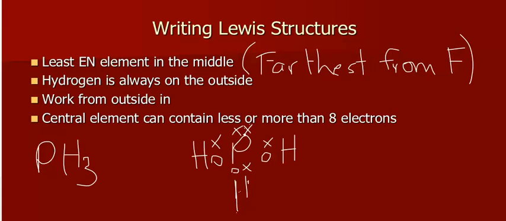Now, in the correct Lewis structure, hydrogen should have 2 shared, and each hydrogen has 2. And then if you count the ones around P, P has 8. So it has the octet of electrons as well. So everything's happy, and they have the octet of electrons. So that's the correct Lewis structure for PH3. Let's do a couple more.